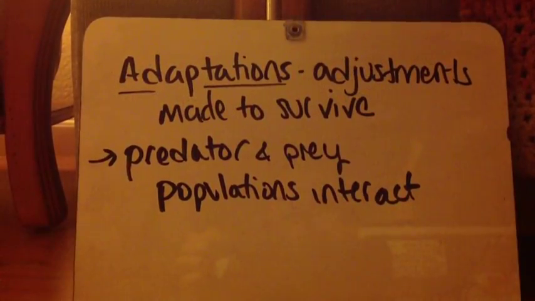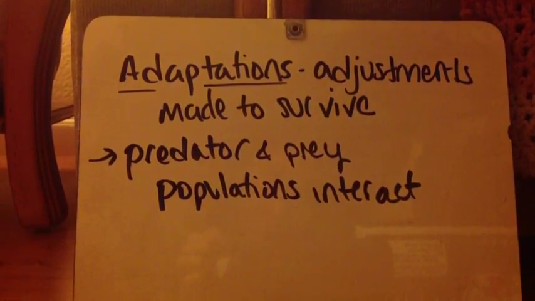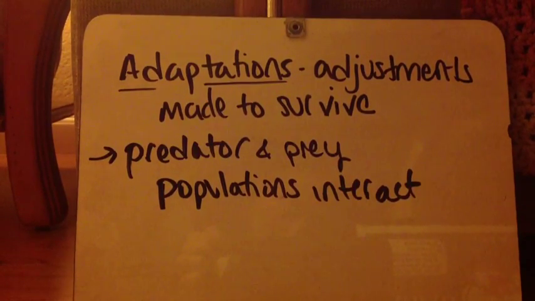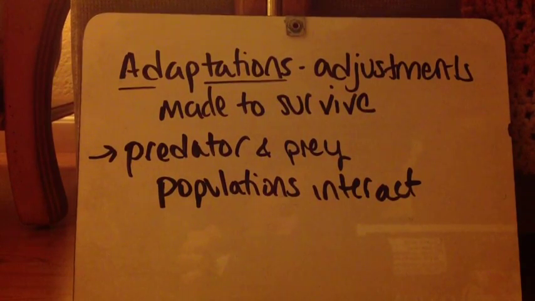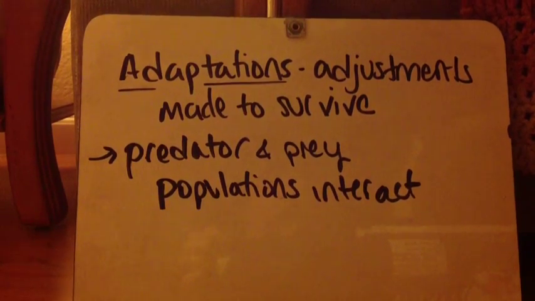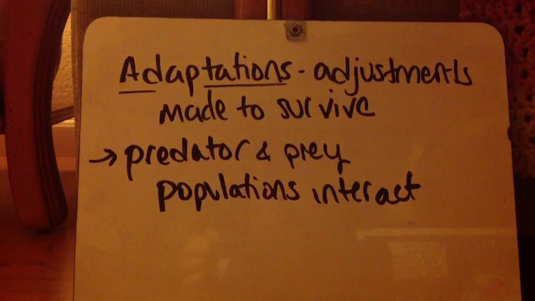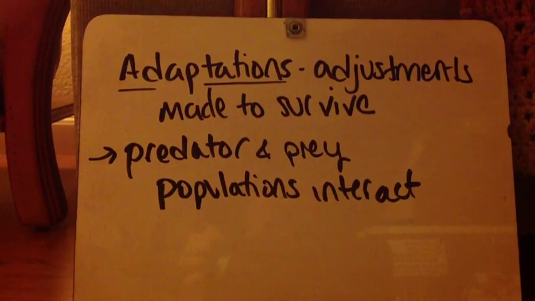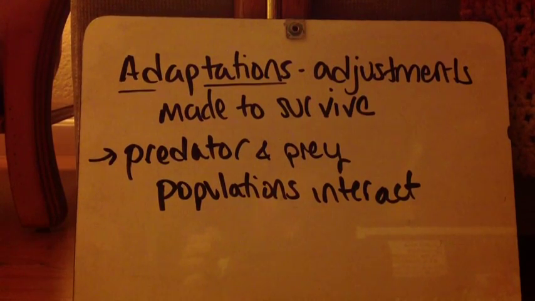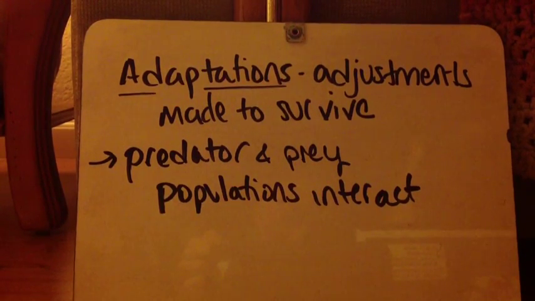I took some time to explain to you how populations grow and how we can track their growth. I also want to talk to you about some things that populations do to survive. So how do populations maintain themselves? They can do things such as adaptations. Adaptations are adjustments made to survive. For example, in a predator and prey relationship, prey over time might develop ways to escape predators, and predators over time may develop ways to be able to better catch prey. And this is a way that we see populations interact.